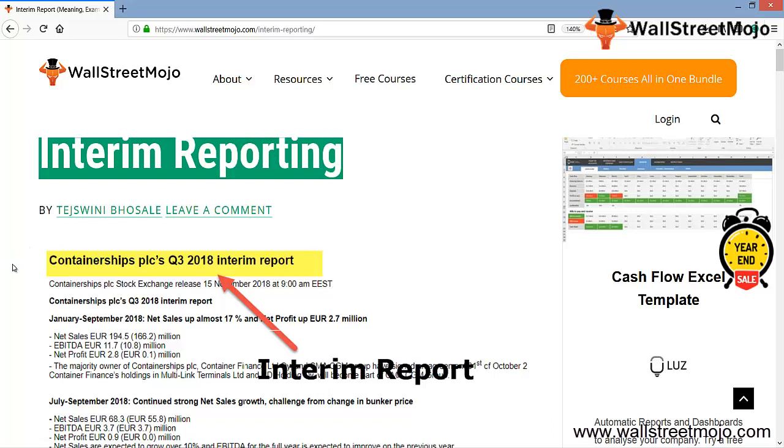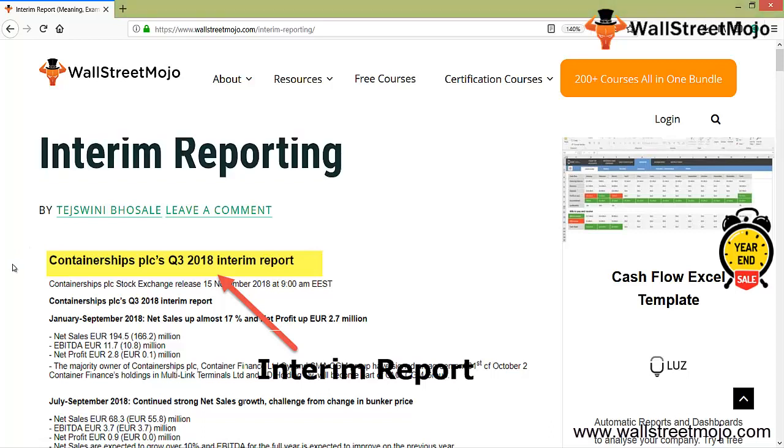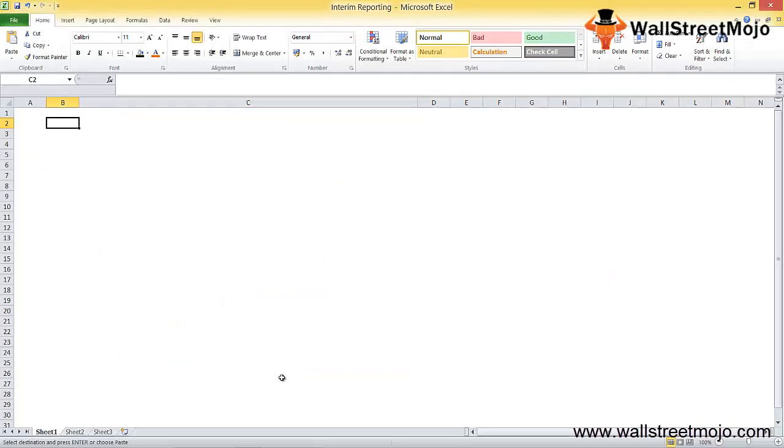Today we have a topic that is interim reporting. Interim reporting is a sort of reporting where the reporting is done in the middle of the year, probably in Q1, Q2, Q3, or Q4. It may be any time span, as has been mentioned in the extract over here of Container Ship PLC, the Q3 2018 interim reports. So interim means in between the annual reports. Let's understand this in a detailed format.